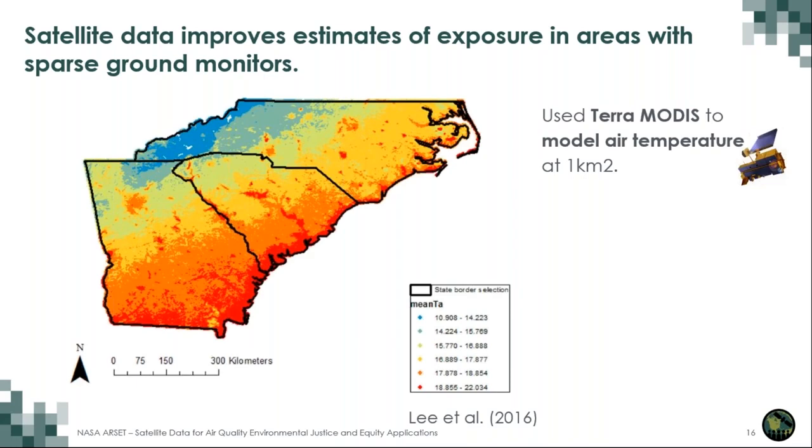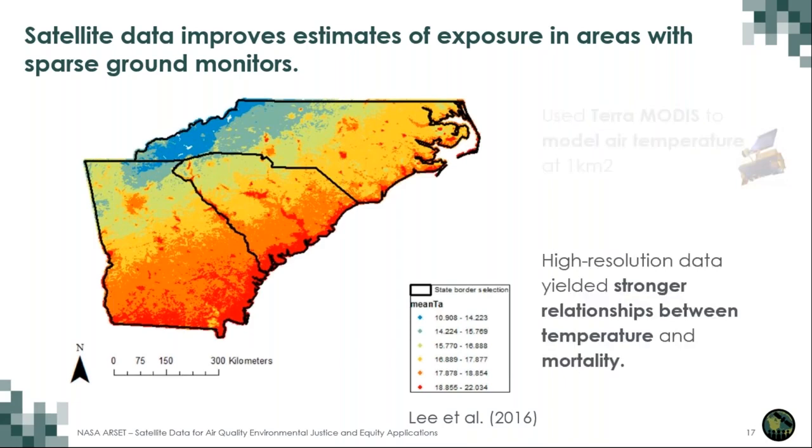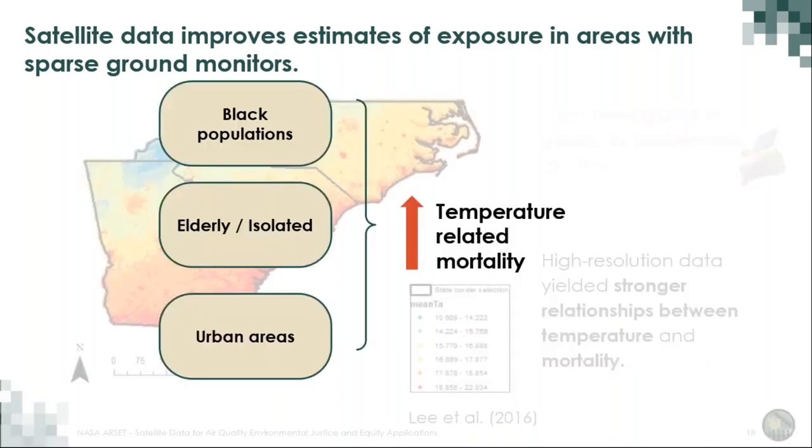For example, Lee et al. used Terra MODIS to model air temperature at a high-resolution scale of 1 kilometer. They showed that this high-resolution temperature data yielded stronger relationships between temperature and mortality than when using the more sparse temperature data. They further found strong trends of temperature-related mortality for Black populations, elderly and isolated populations, and in urban areas.